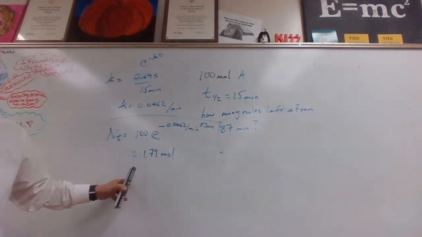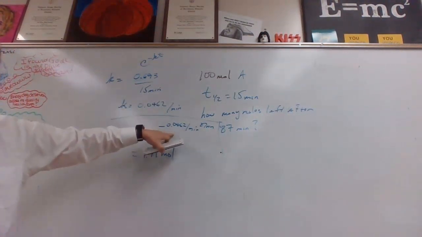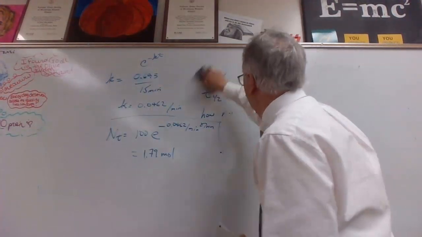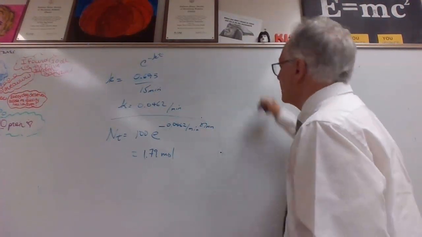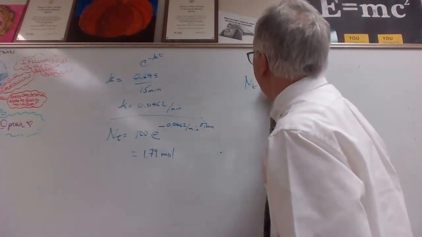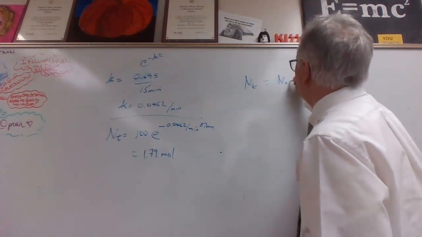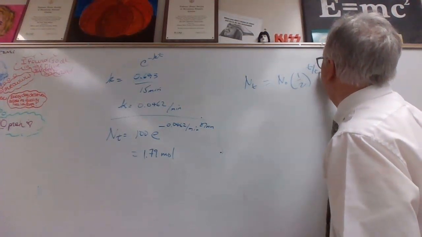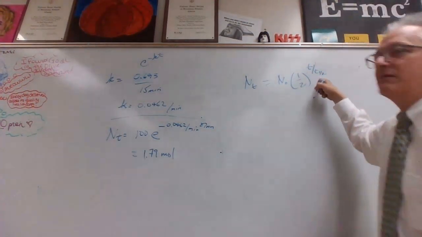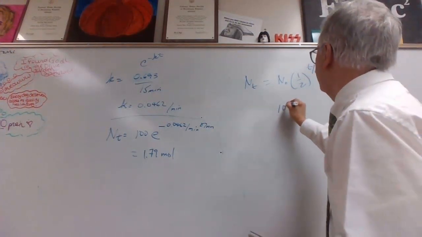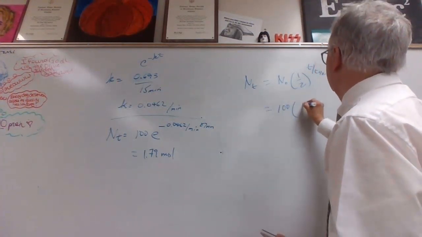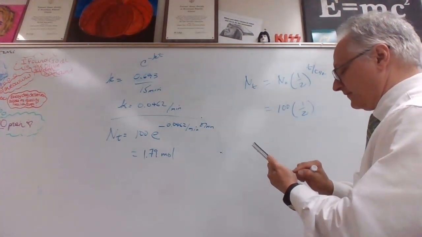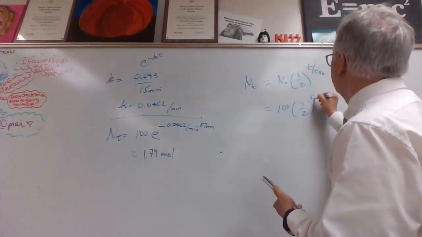Now let's do it another way. Maybe you don't like playing around with these exponents. No? Let's try it this way. My amount at time t is equal to my initial amount times 1/2 to the time divided by the half-life. So 87 divided by 15, so 100, raised to 87 divided by 15, that's 5.8.